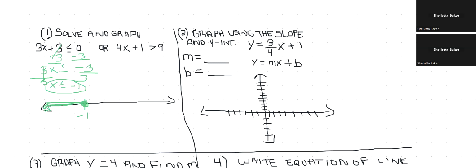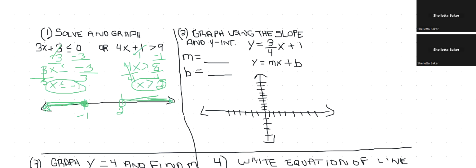The second inequality, we want to subtract 1 from both sides of the inequality. We'll get 4x greater than 8. And then we'll divide by 4. So we'll get x is greater than 2, 8 divided by 4. So we'll graph this on the number line by plotting with an open circle at 2, and x greater than 2 means we're going to shade to the right. So there we have it, number 1. We solved our inequalities and we graphed them on the number line.